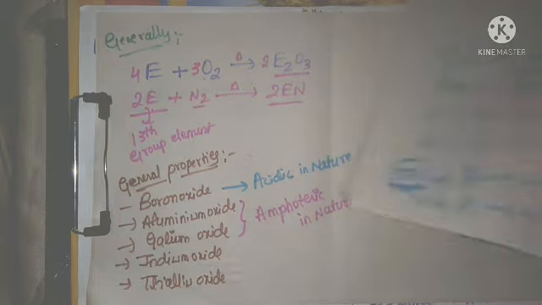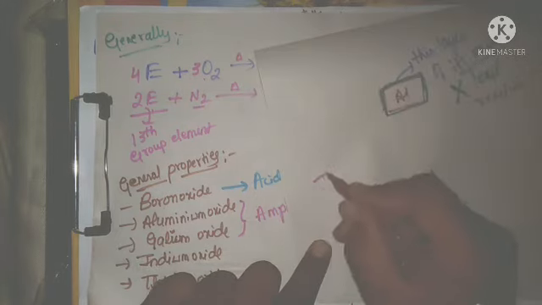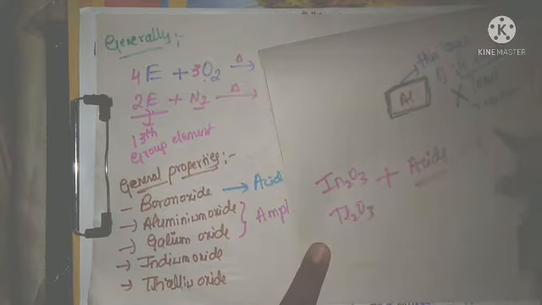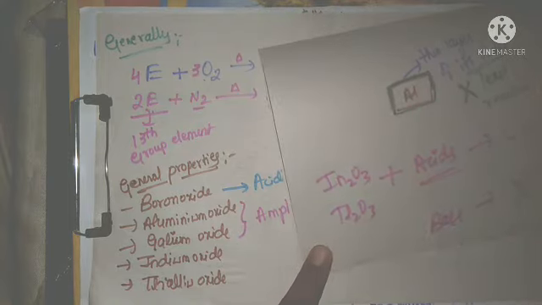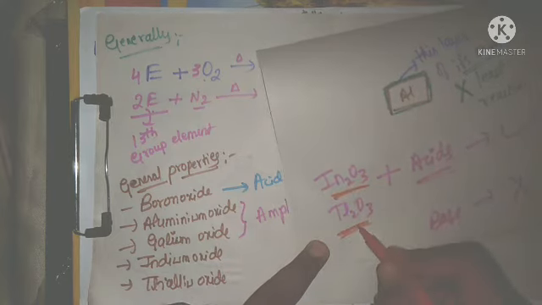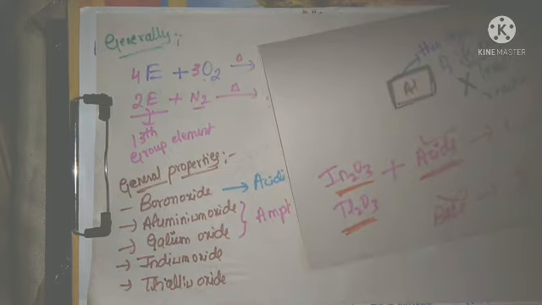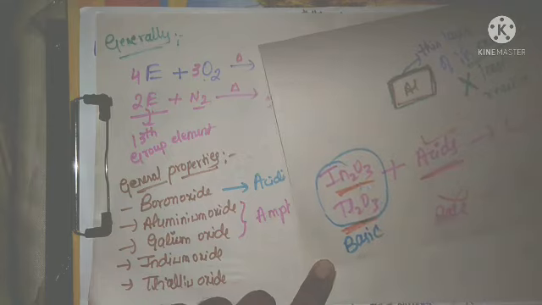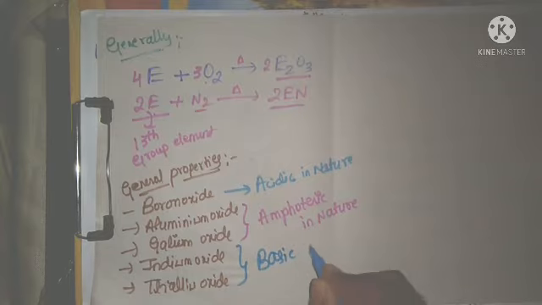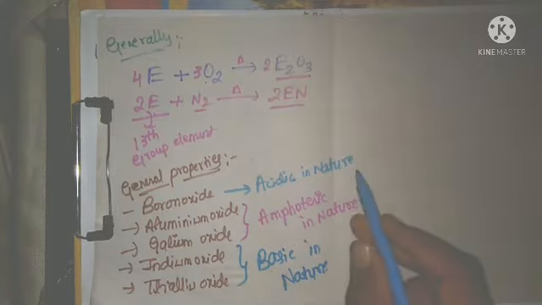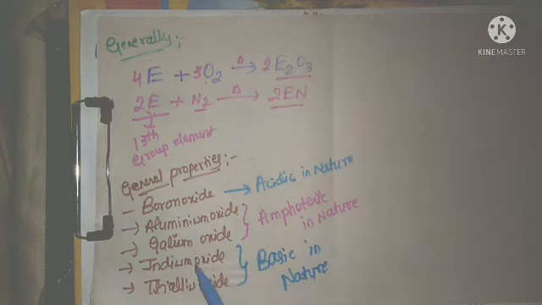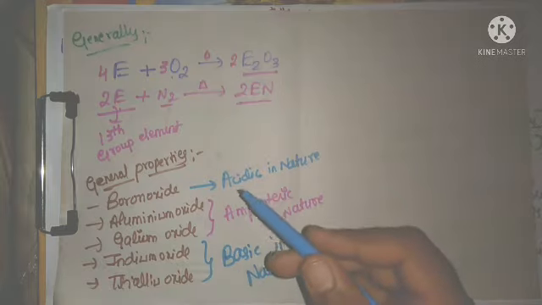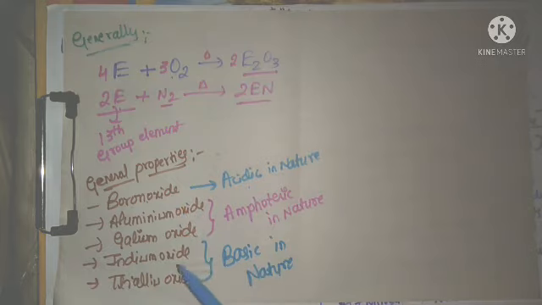And now indium and thallium oxides. Indium oxide and thallium oxide can react with only acids. With bases, no reaction. Indium oxide and thallium oxide react with only acids and they are not reacting with bases. Means what is the nature? Basic in nature. Means these are reacting with acids, so these should be bases. Therefore, I can write here these two are basic in nature. Boron oxide is acidic, aluminium oxide and gallium oxide are amphoteric, and indium oxide and thallium oxide are basic in nature. These are a few general characteristic properties of the oxides of 13th group elements. Just remember, first one is acidic, next two are amphoteric, and the last two are basic in nature.